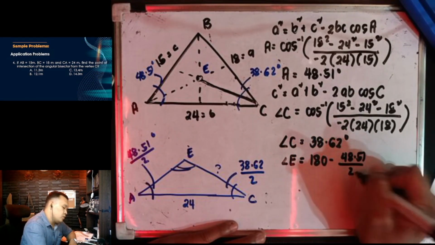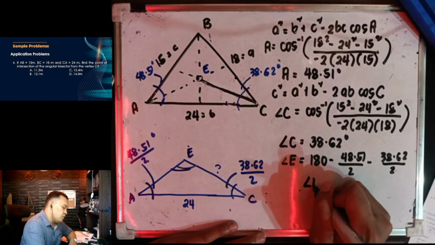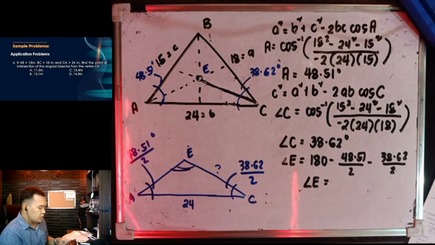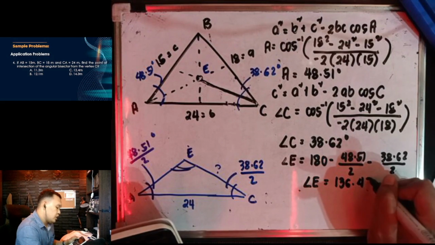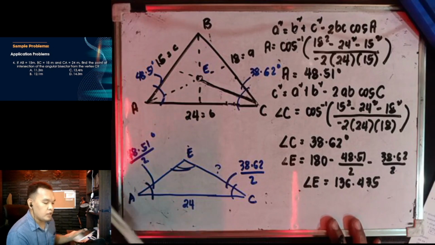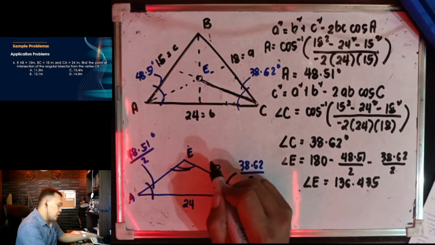48.51 all over 2 minus 38.62 over 2. So we could get the value of angle E as equivalent kay 180 minus 48.51 all over 2 minus 38.62 all over 2. So we could say that the angle is 136.435. Okay? So 136.435, then we could compute the value of, sabihin kong ito si x.